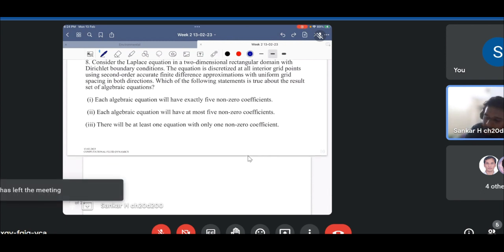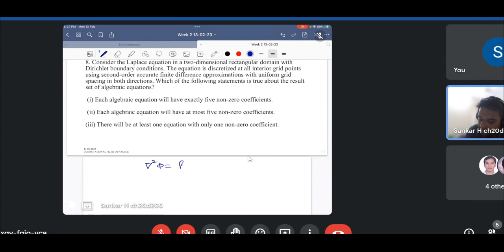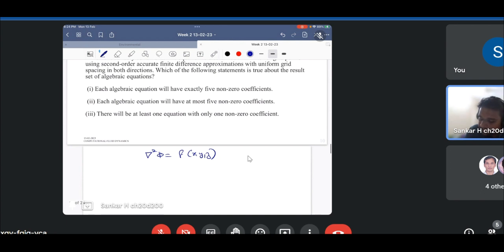So first we need to understand what is meant by the Laplace equation, and the Laplace equation is given by del square of phi is equal to some function of x, y, z. If f of x, y, z is equal to 0, then the Laplace equation becomes something known as the Poisson's equation.